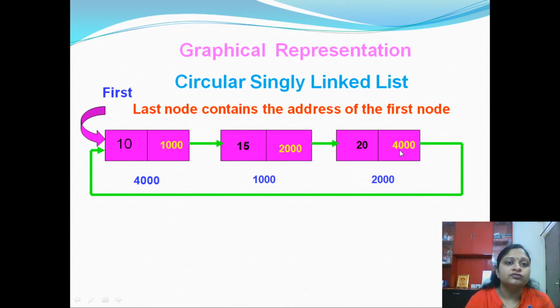What is the use of this circular singly linked list? A singly linked list traverses in a single direction, the forward direction. But using a circular singly linked list, we can move through the records in a circular fashion. That means we can visit the first record, second record, third record, and again from the third record we can come back to the first record. That is the advantage of a circular singly linked list.